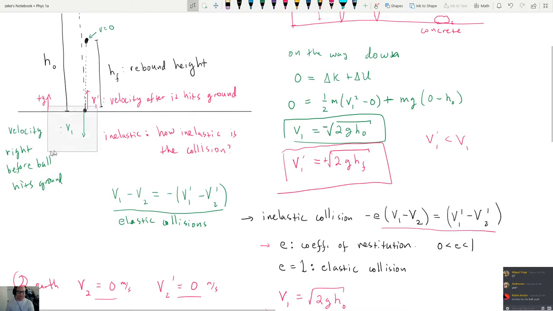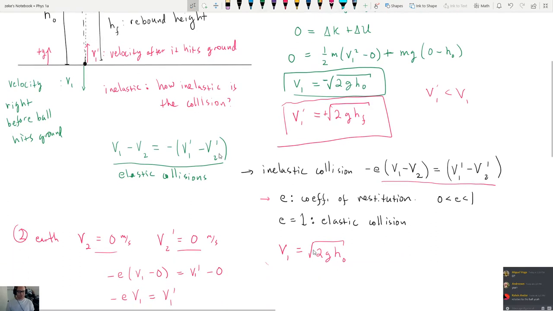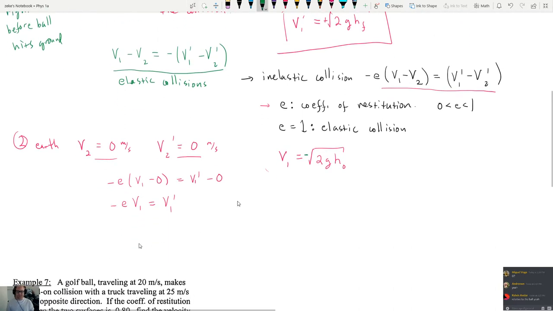Because v1 is down, and v1 prime is up. So for v1, we're going to write this as negative, and for v1 prime, we'll write it as positive up there. So let's plug our numbers into this equation now.